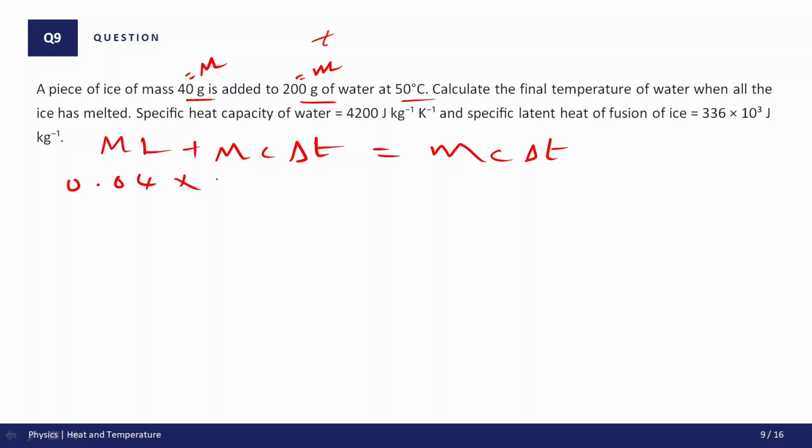0.04 latent heat, 336 into 1000, plus 0.04 into water, 4200, into the change of temperature, it is from T minus 0.